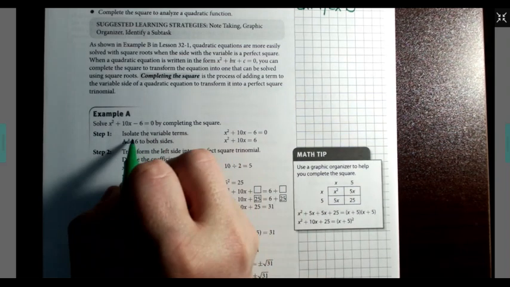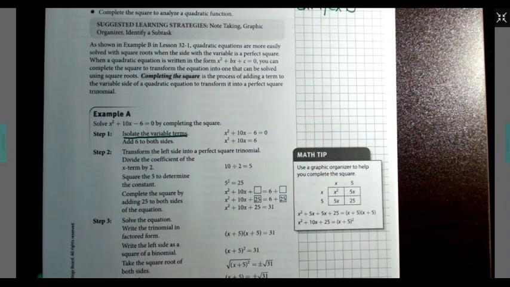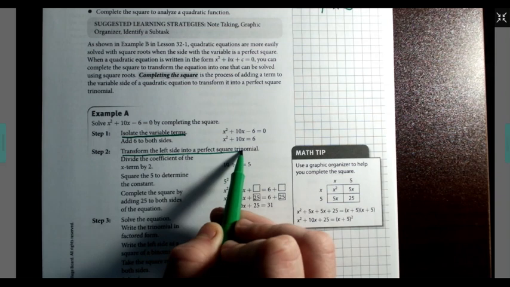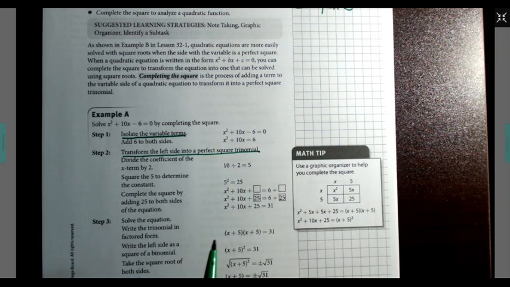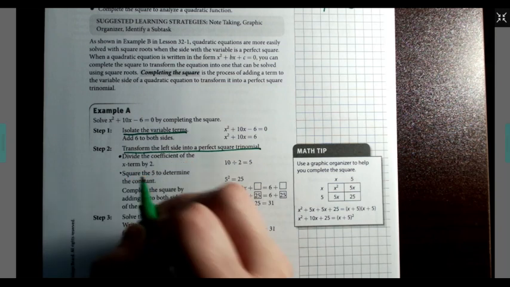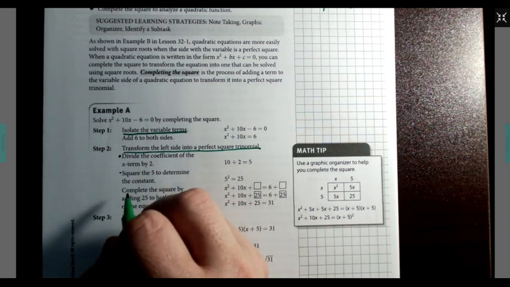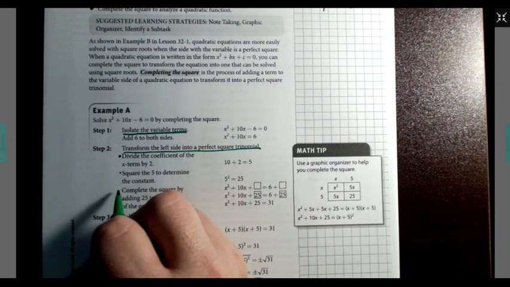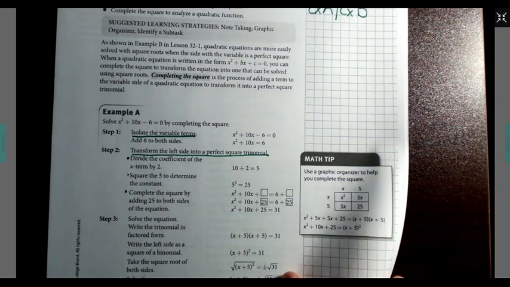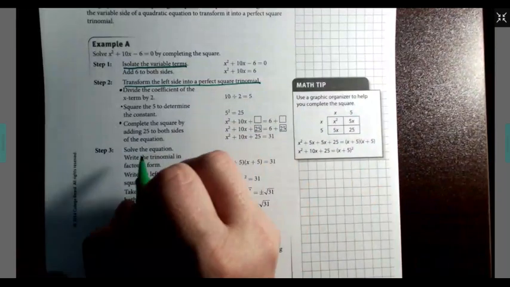Step 1. Isolate the variable term. Step 2. Transform the left side into a perfect square trinomial by dividing the coefficient of the x term by 2, squaring the number to determine the constant, and to complete the square, you add that number to both sides of the equation. Step 3, solve the equation.